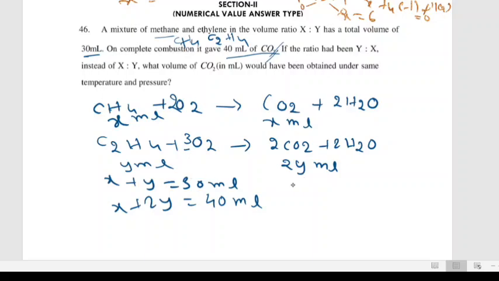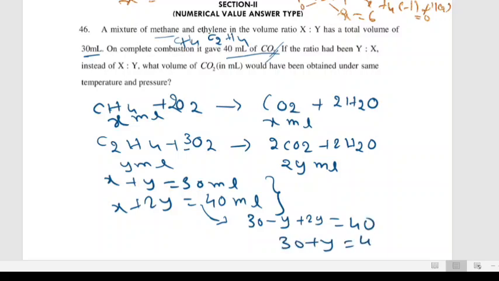By solving these two equations, for example, if we substitute X as 30 minus Y, this equation becomes 30 minus Y plus 2Y is equal to 40. 30 plus Y is equal to 40, implies Y is equal to 10 ml. If Y is equal to 10 ml, X will be 20 ml, right?